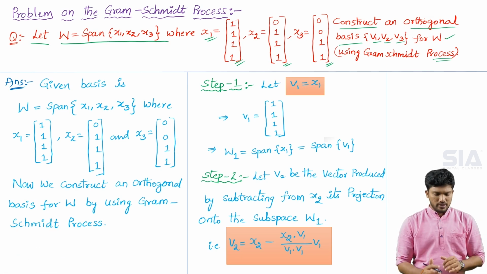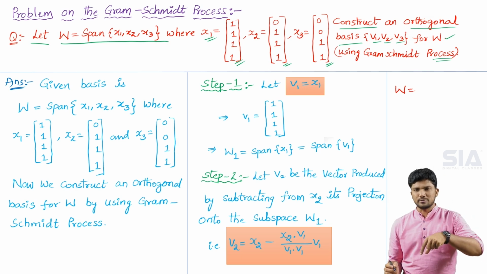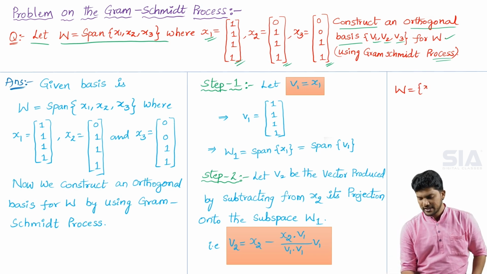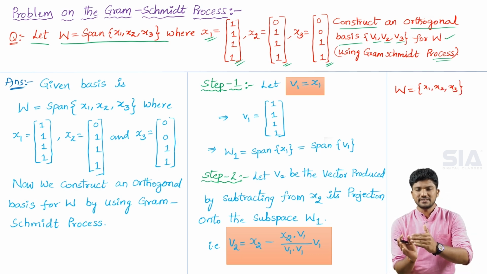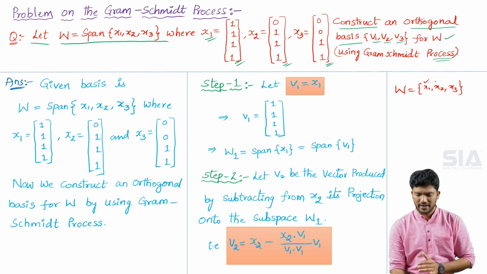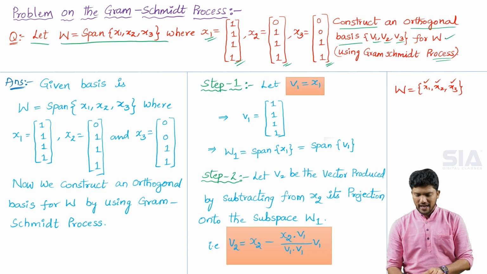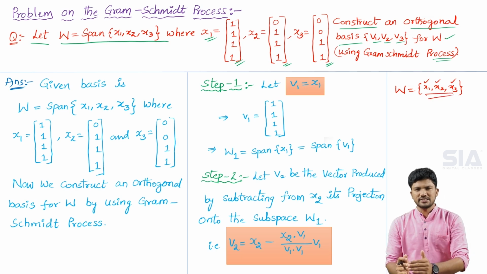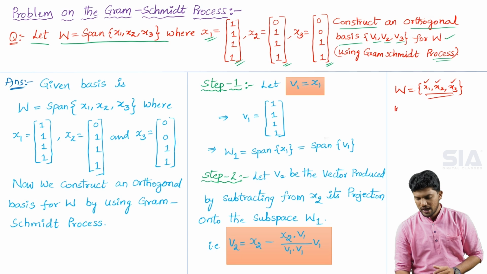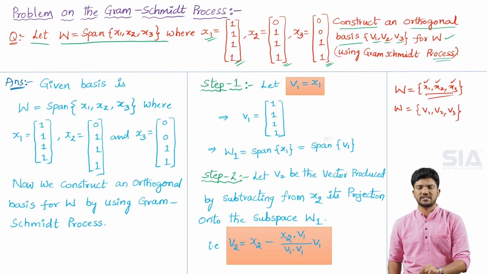observe the question clearly. In this question, we have capital W as a subspace. That subspace is generated by three vectors x1, x2, x3. Here x1, x2, x3 is a basis of column matrices. Here x1 is one column matrix, x2 is a column matrix, and x3 is also a column matrix, that is a vector. Now with the help of this basis, we have to create the orthogonal basis for capital W. That orthogonal basis is v1, v2, v3.